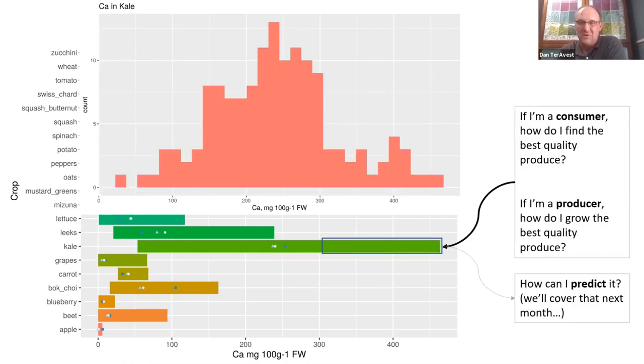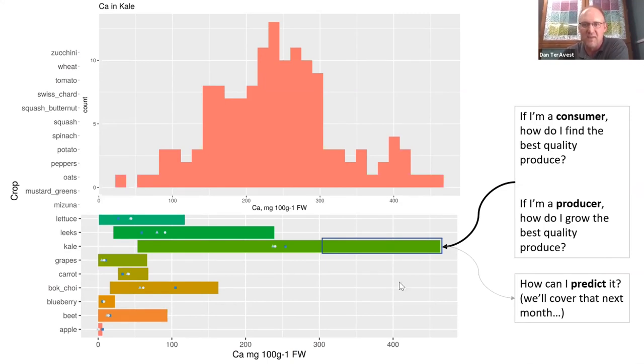So setting aside the statistical issues here, another question, for someone who's not a statistician, not a data nerd, might be: if I'm a consumer, how do I find these leaves? I want to go find the healthiest kale leaves to eat. If I'm a producer, I'm thinking, how do I produce this highest quality stuff? Because if I can produce this and prove it to my customers, there's probably a real value there. And a third question, which we're not going to cover today but is important to know: how can I predict it? Again, the teaser, August 19th, my colleague Greg will talk about that.